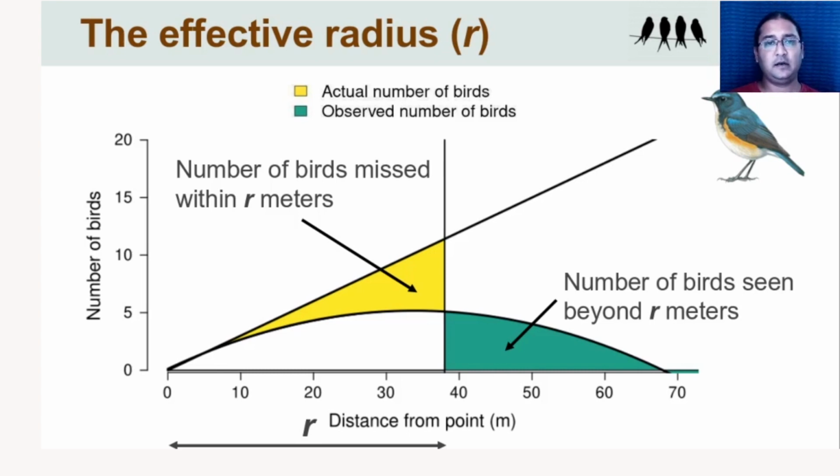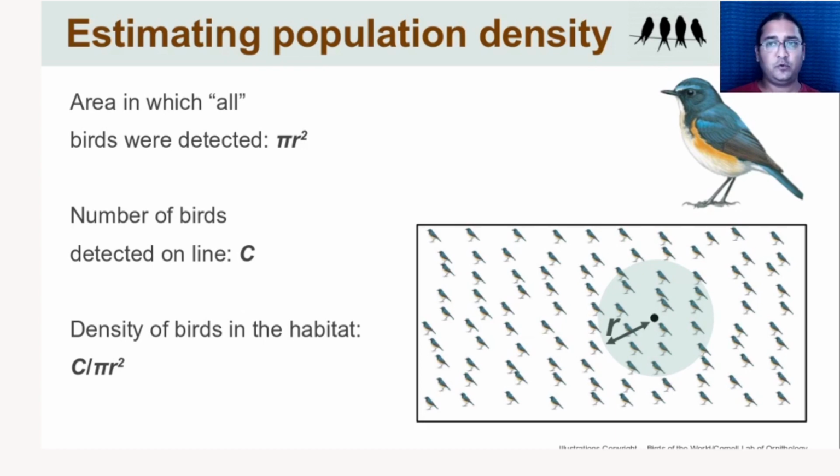And just like line transect sampling, you can estimate population density. The area in which all the birds were detected is pi r squared, the area of the circle, where r is the effective radius. The number of birds detected on the point is c, and therefore the density of the birds in the habitat is c divided by pi r squared. That gives you, per unit area, how many birds there are in the habitat.